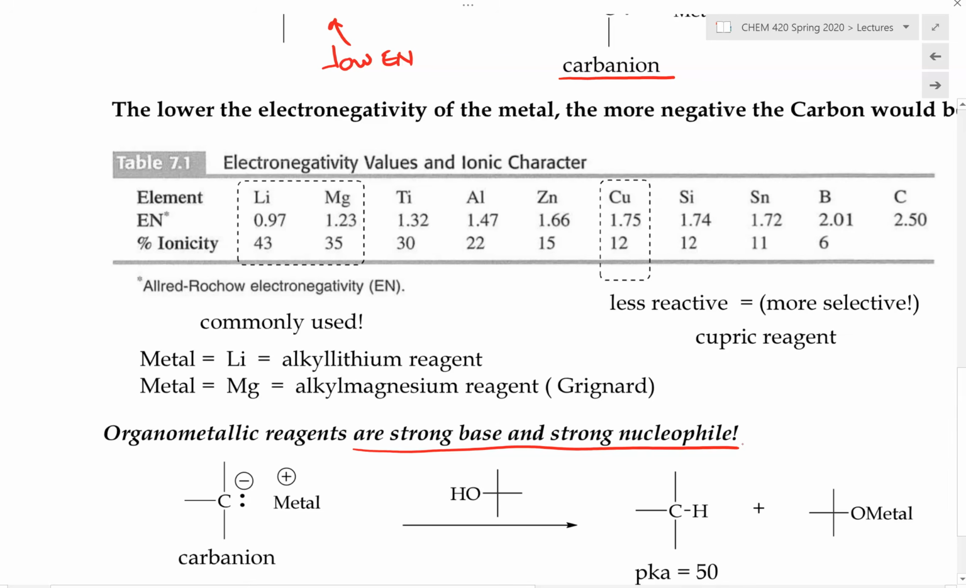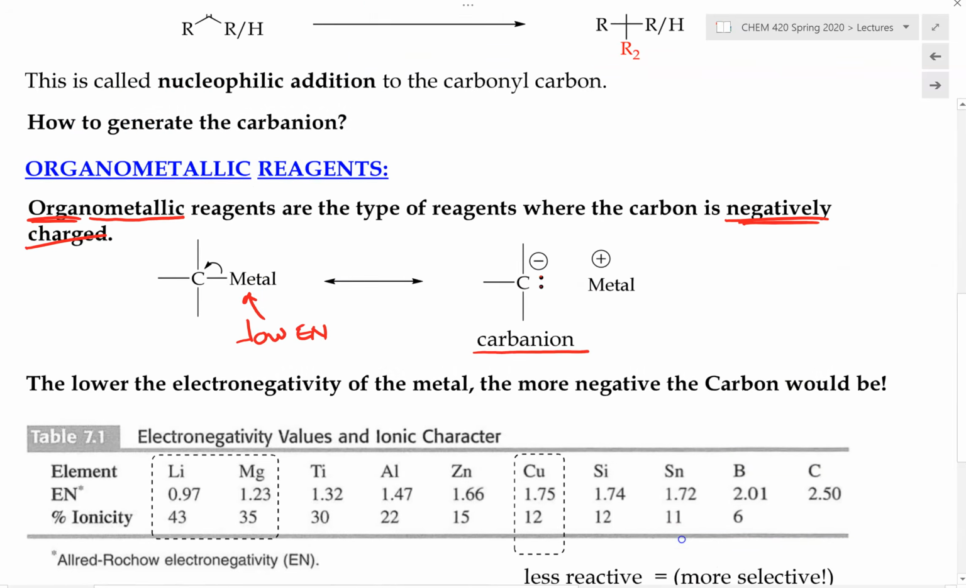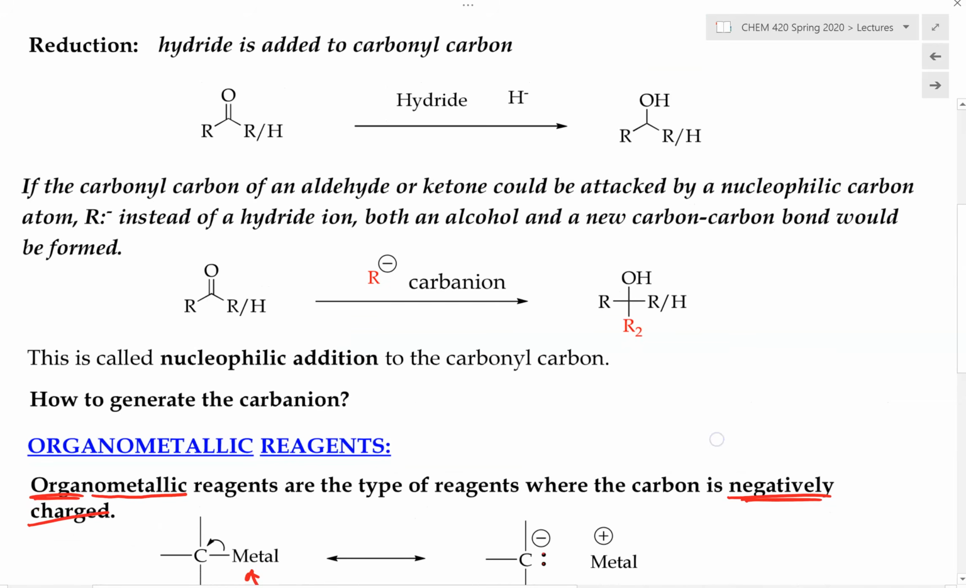Again, let me repeat this: organometallic reagents are very, very reactive. So as we work with them, we have to be very careful, because there have been numerous accidents that happened in chemistry labs when people worked with organometallic reagents. So that's how we'll be able to recognize the organometallic reagent.